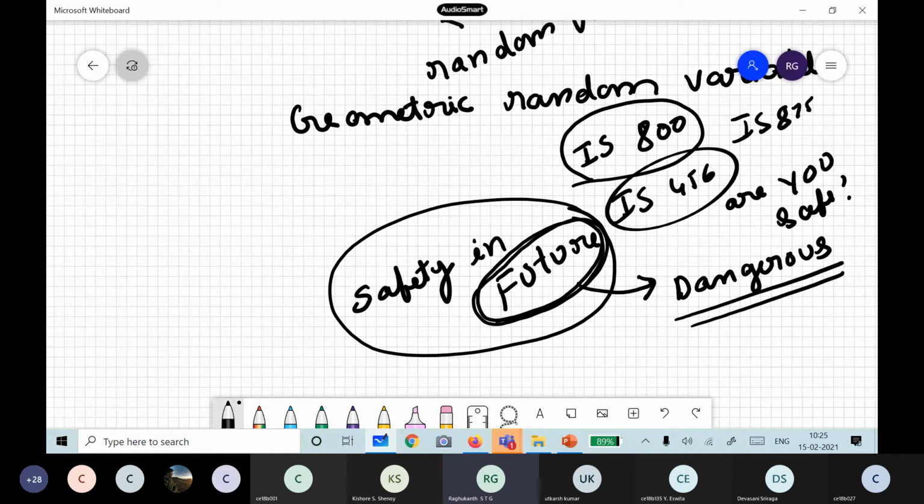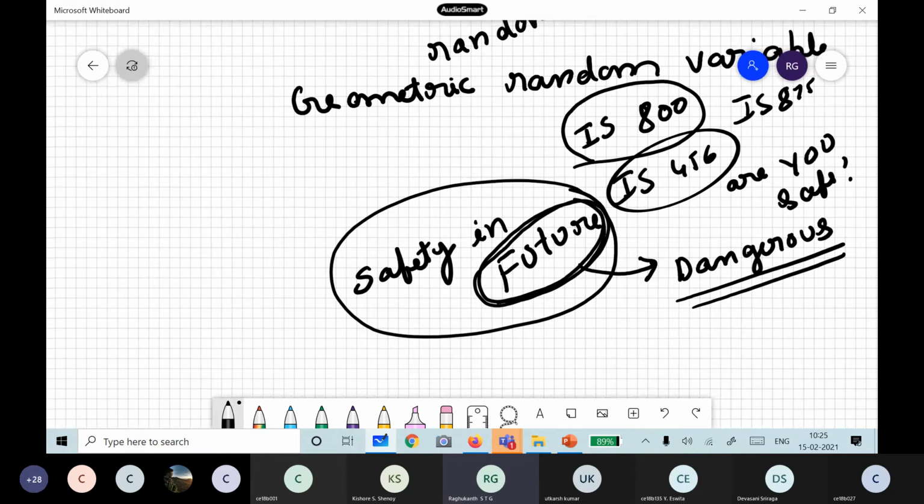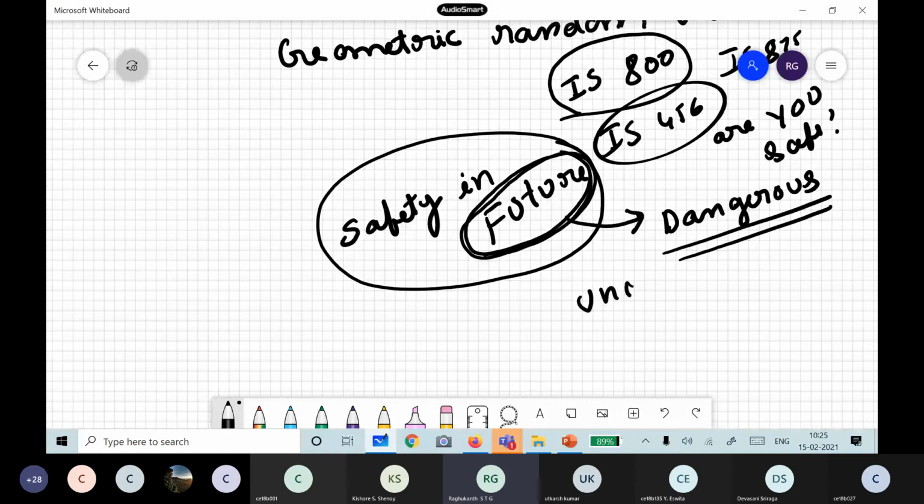See, I'm talking about buildings, of course. So future is a very, very dangerous word, because so much uncertainty will be there. Future is always uncertain. There is a saying: past is always deterministic, but future is uncertain.